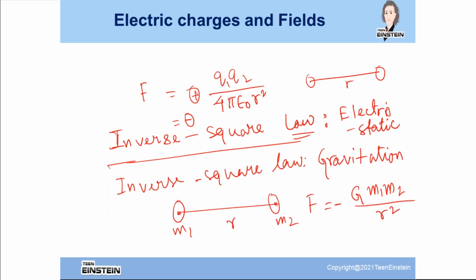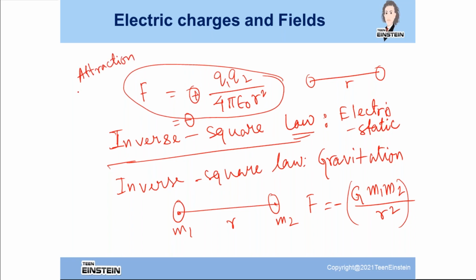But there is a difference between these two. Can you tell me what is the difference between these two forces? In case of electrostatics, you can have repulsive force and attractive force. You will get two, repulsion and attraction. But in gravitation, you will get only attraction. Only attraction for gravitational force. So this is the difference.